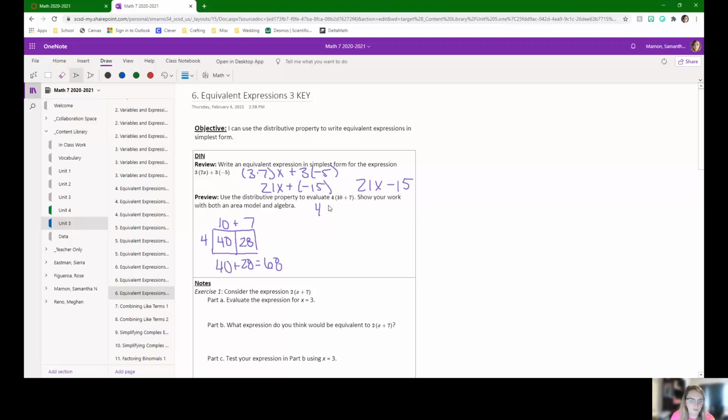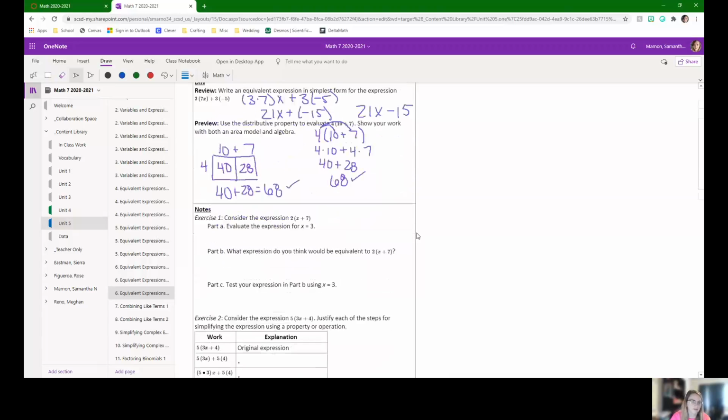If we wanted to show this without a picture, it's just everybody gets the 4. So the 10 gets some 4 and the 7 gets some 4. So we would write this as 4 times 10 plus 4 times 7. Now it's just going to be the same thing. 4 times 10 is 40, plus 4 times 7 is 28, and 40 plus 28 is 68. So both ways work. We're going to use both ways today in our lesson. We're going to use area models. We're going to use some algebra. Whatever way ends up working best for you, use that way.